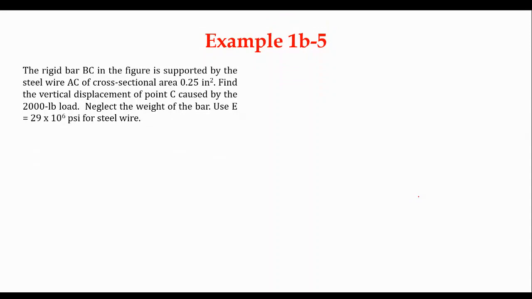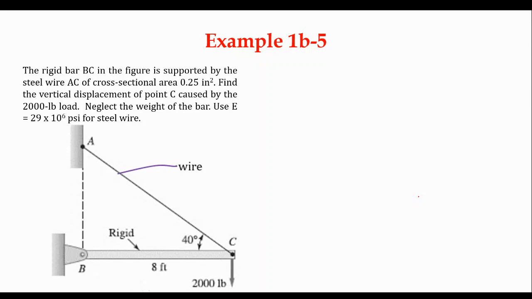Okay, next. Let's have this example. The rigid bar BC in the figure is supported by the steel wire AC of cross-sectional area 0.25 inches squared. Find the displacement of point C caused by the 2,000 pound load. Neglect the weight of the bar. Use elasticity equal to 29 times 10 raised to 6 psi for the steel wire.